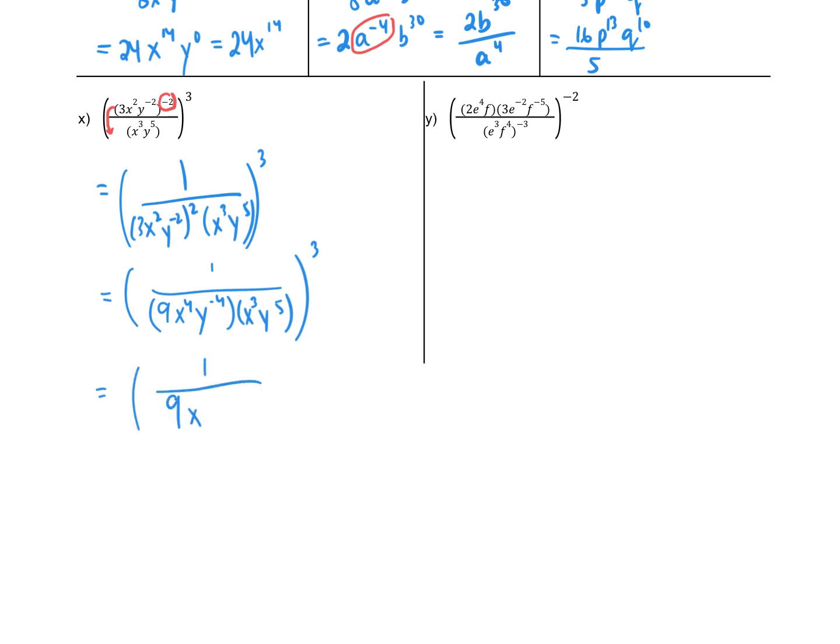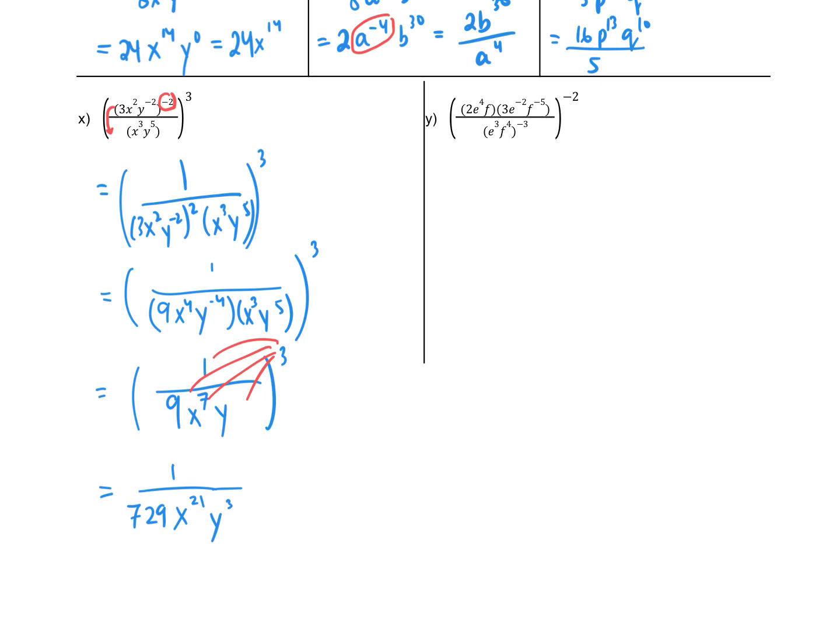And then for the x's, we're adding the exponents. So 4 plus 3 is 7. Negative 4 plus 5 is 1. And all of that is to the power of 3. And all of my exponents are positive here. So now to finish this up, 1 to the power of 3 is 1. 9 to the power of 3 is 729. X to the 7 all to the 3 is x to the power of 21, because we're multiplying the exponents. And then y to the power of 3. So every single component here got that exponent of 3.